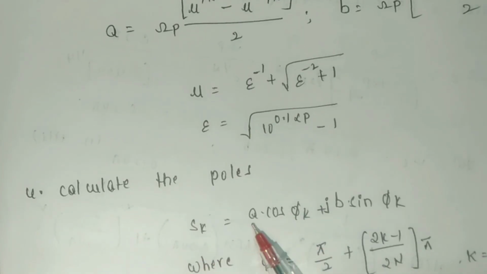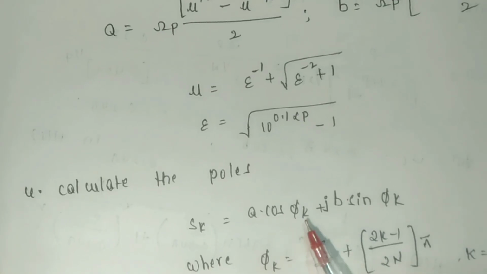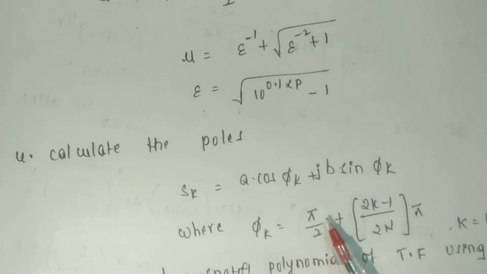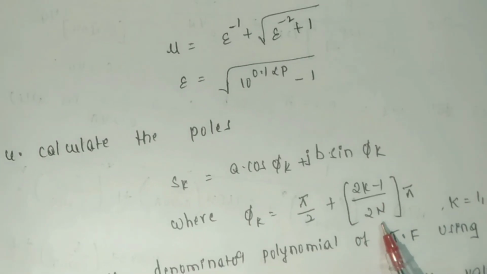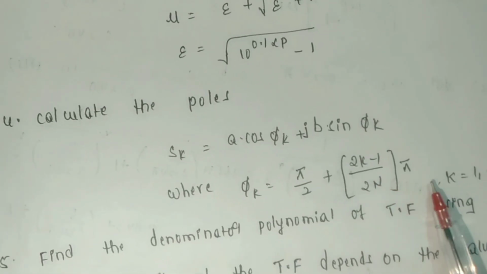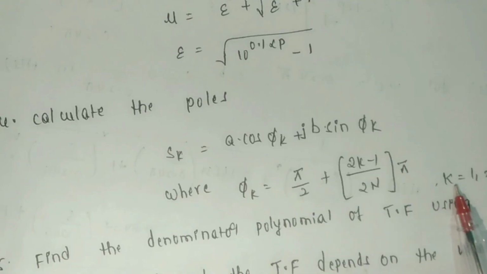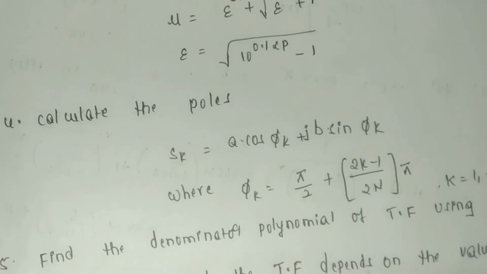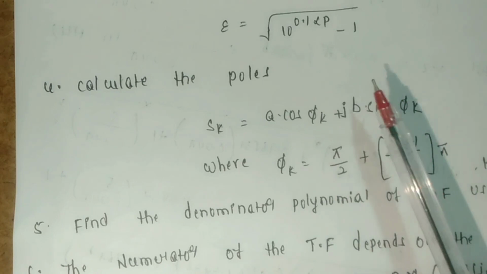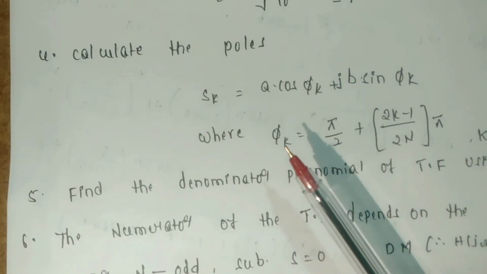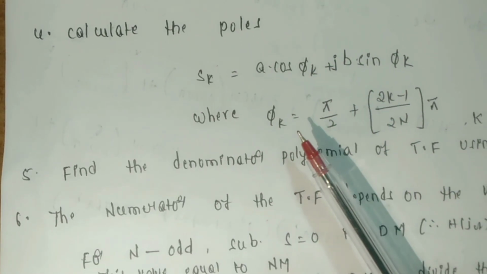Next, after getting the a and b values, we need the formula for φk. φk is the same as in the Butterworth filter: pi by 2 plus (2k minus 1) divided by 2n of pi, and the k value runs from 1 to the order n. After finding the poles and the order, we have to decide the transfer function.